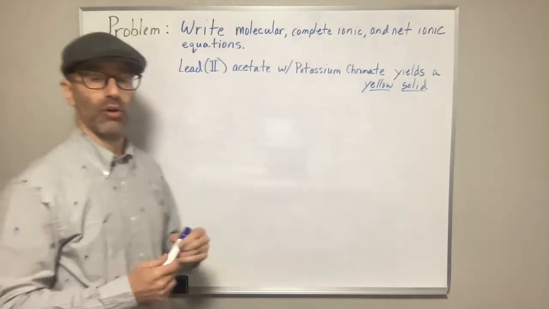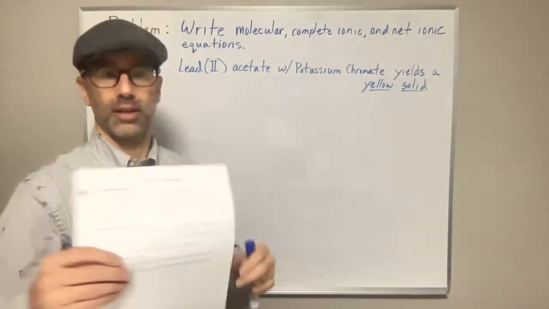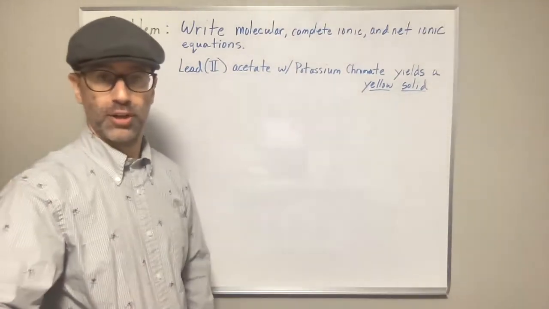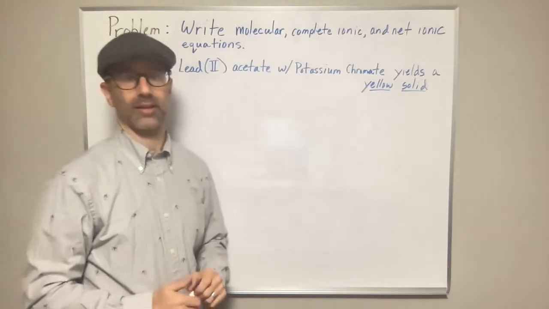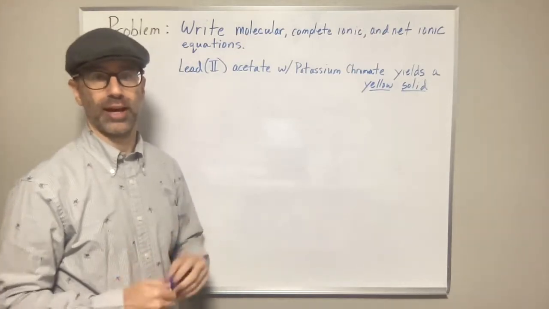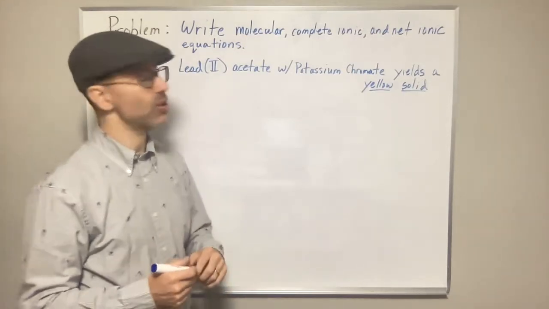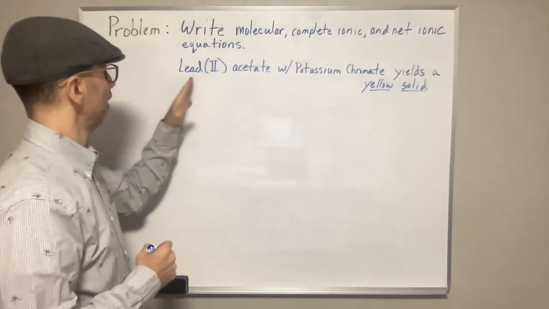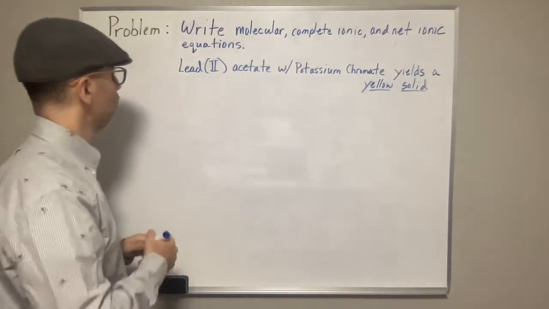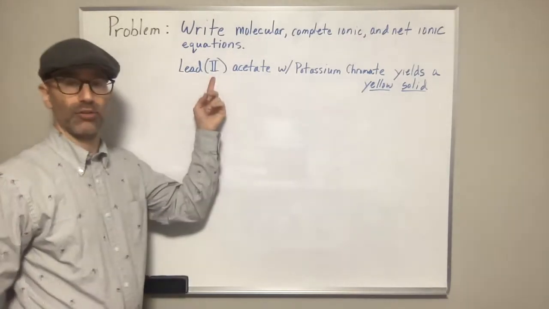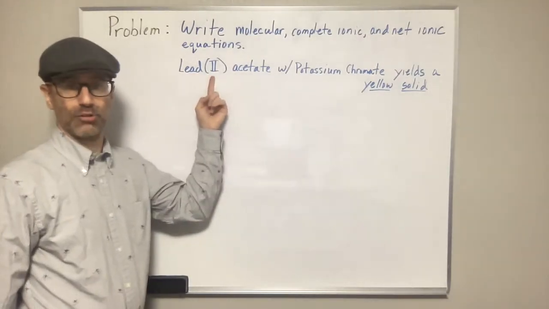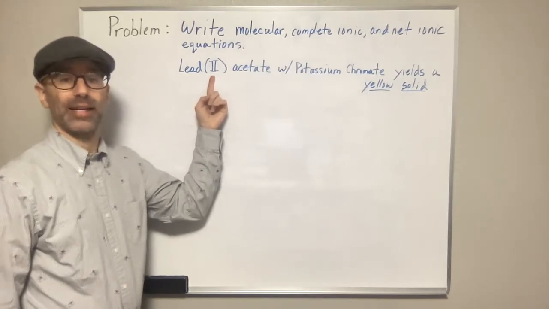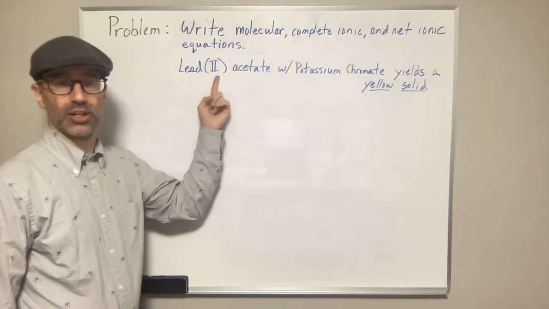And then you're also going to need your solubility table or solubility rules so you can determine whether a product is formed or not, or whether a solid is formed or not. So let's get started. Here we have lead(II) acetate. The Roman numeral tells you the charge. It does not tell you how many lead atoms or ions you have in your substance. So that's the charge on your lead.